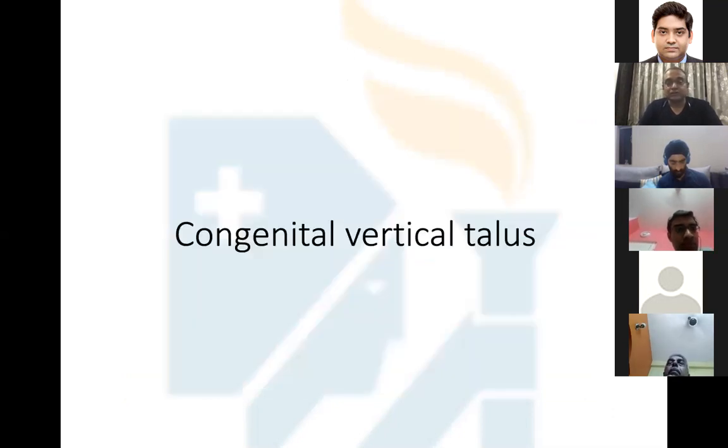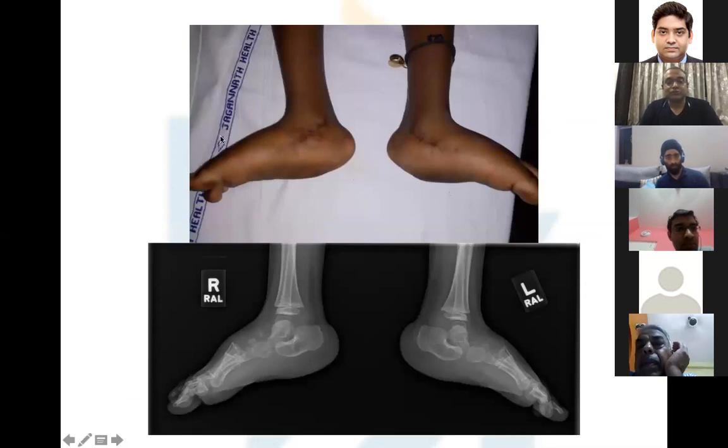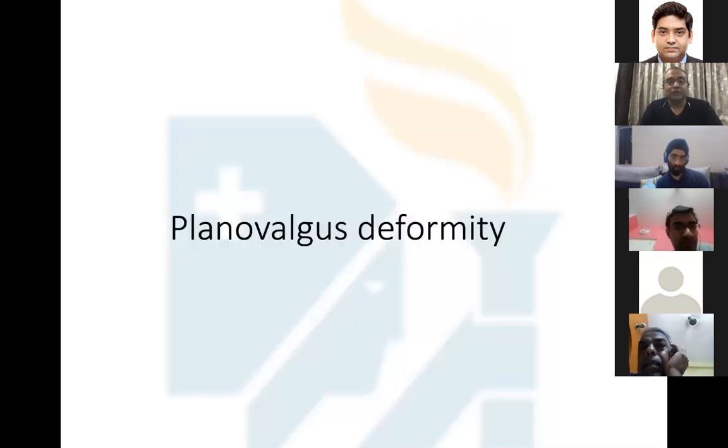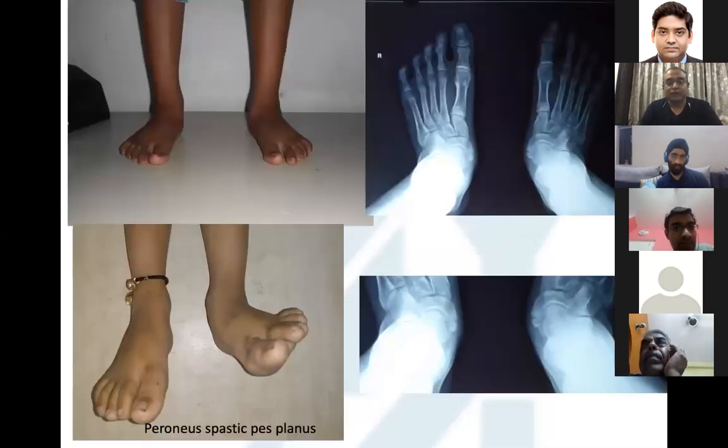Now, the other common condition which is seen in your exam setting is a congenital vertical talus. If you see here the classical rocker bottom foot, what is important to plan is your lateral view x-rays, which is a must, and only after that can you plan your treatment. So basically most of these deformities are spotters, where seeing the foot you have to plan your management.